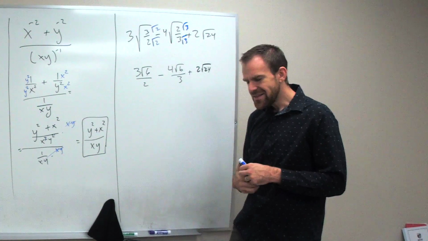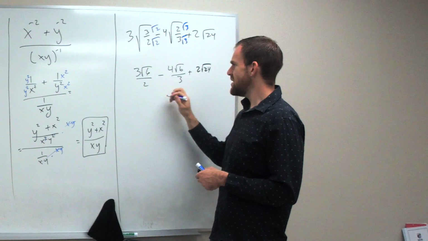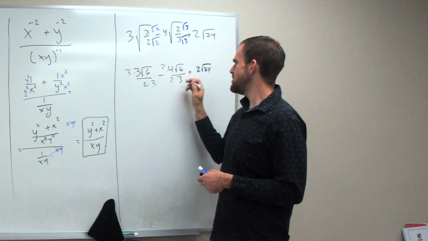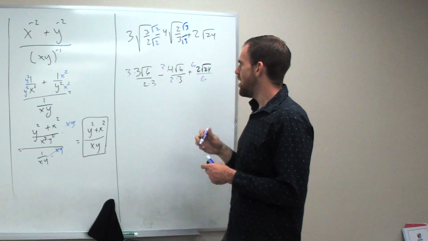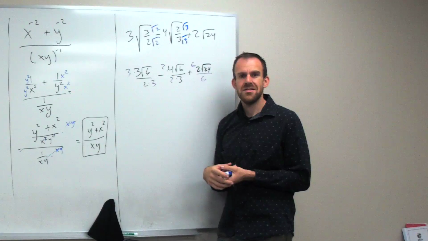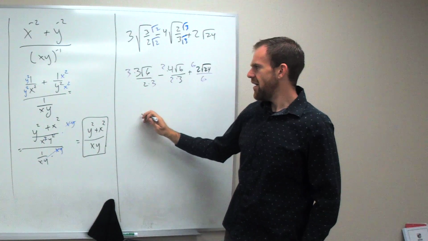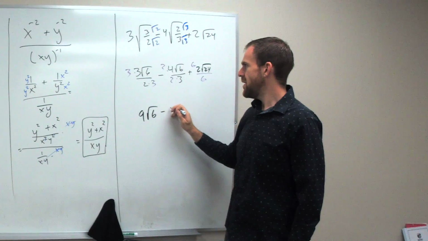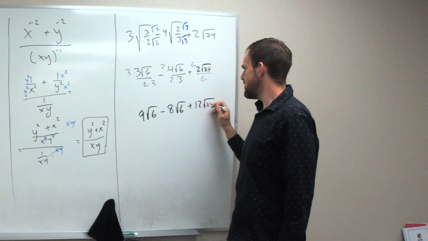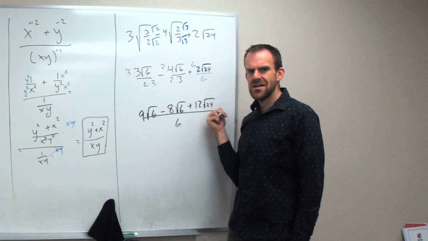Now I'm going to try and add these by giving them all a common denominator. So it looks like 6 would be my common denominator. So I'm going to multiply this one by 3, multiply this one by 2, multiply this one by 6. Oftentimes students miss multiplying the last one by the common denominator, and that's usually where things go wrong. So here I have 9 square root of 6 minus 8 square root of 6 plus 12 square root of 24 all over 6. So I can combine these two, but not this one.